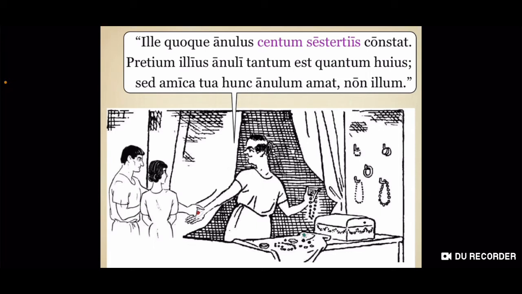So Albinus says those rings also cost 100 sesterces. The price of those rings is as large as these. But your girlfriend loved this ring, not those. Not those.